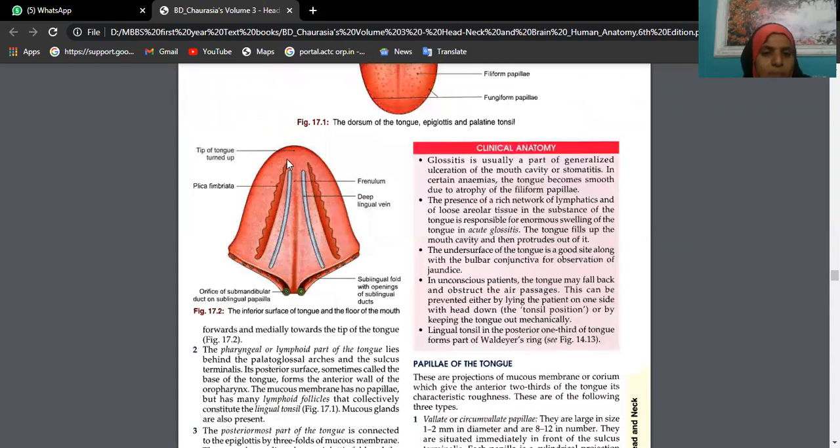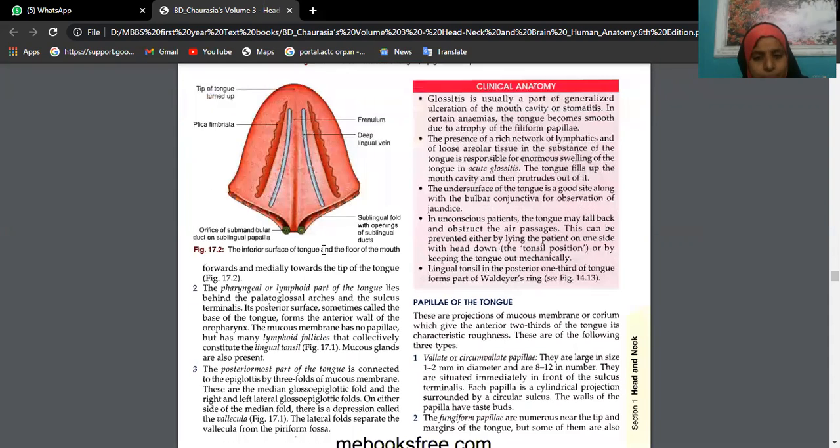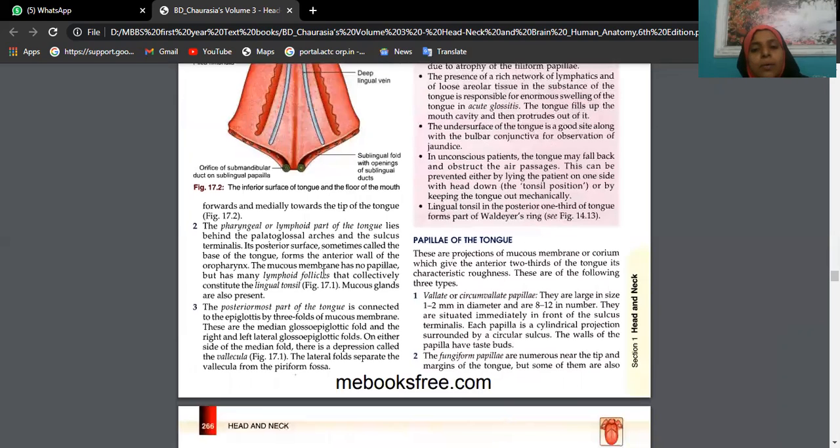When you talk about the ventral aspect of the tongue, when you just lift your tongue, there will be a fold of mucous membrane in the midline, which is called the frenulum linguae. On either side of the frenulum linguae, we have the deep lingual vein, and the mucosal folds on either side of the deep lingual vein are the plica fimbriata. Okay.